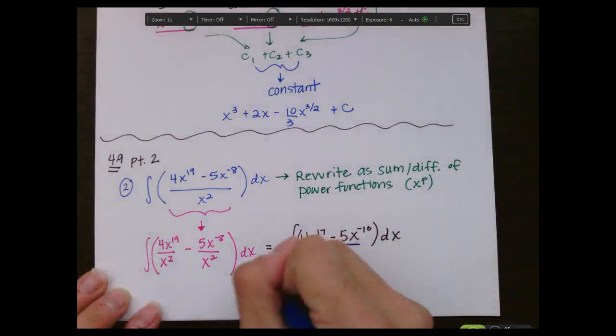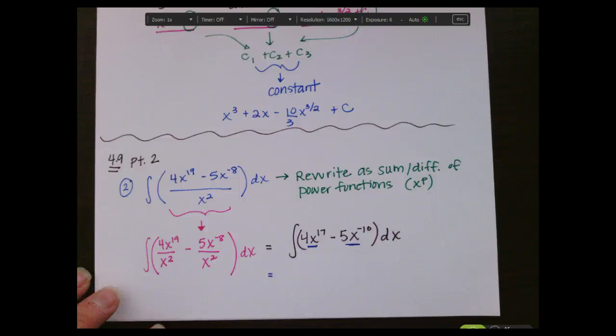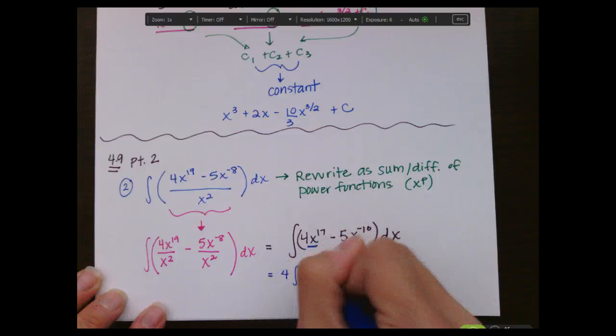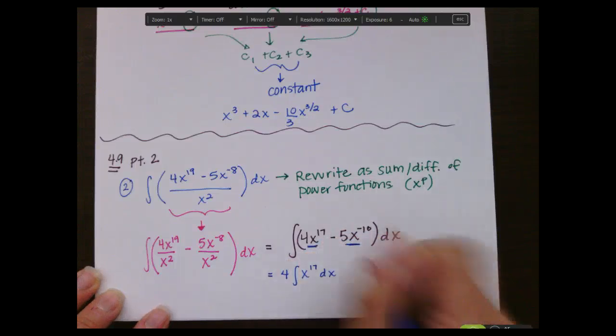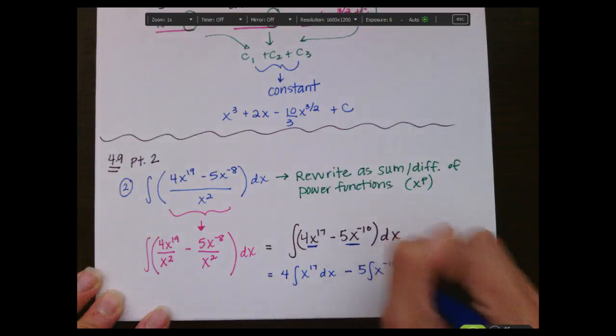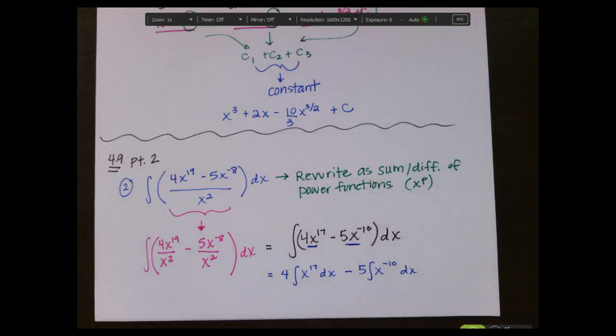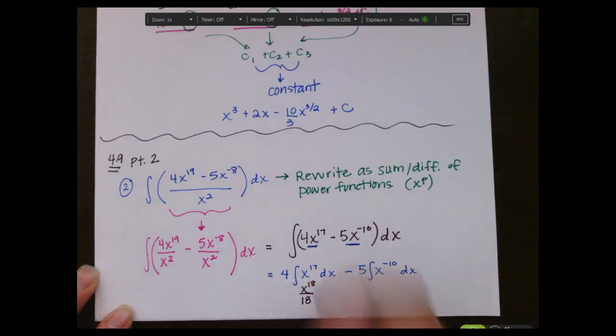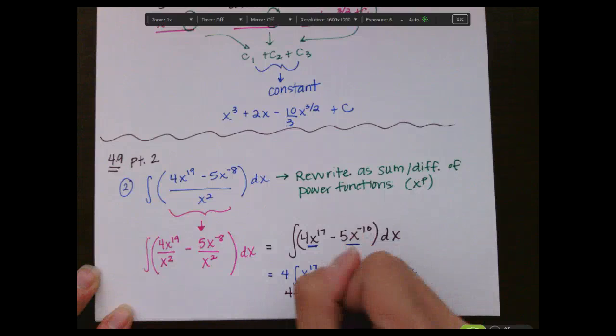but I'd like to separate them using the sum rule as well as pulling the constants out front. So I'll have 4 times the antiderivative of x to the 17th with respect to x, and I'll subtract 5 times the antiderivative of x to the negative 10th with respect to x. So at this point, I'm ready to use my rules and actually do the integration or find the antiderivatives. So power rule here, I'm going to add 1 and divide. So that'll be x to the 18th divided by 18. Multiply your constant multiple, add c.